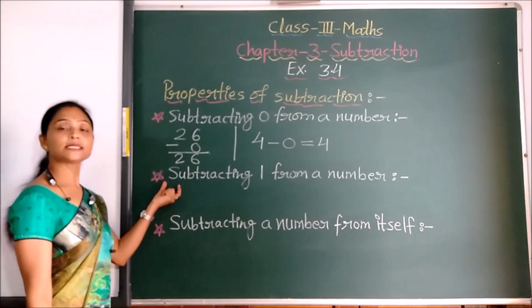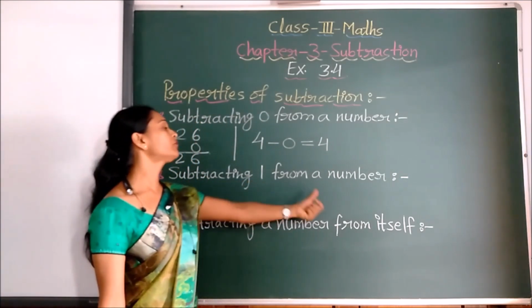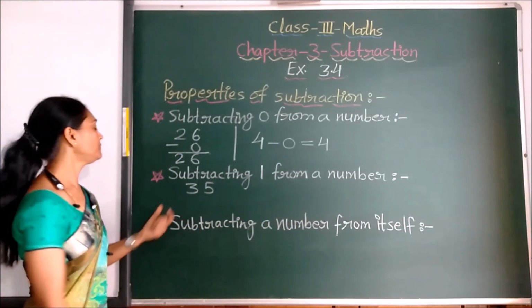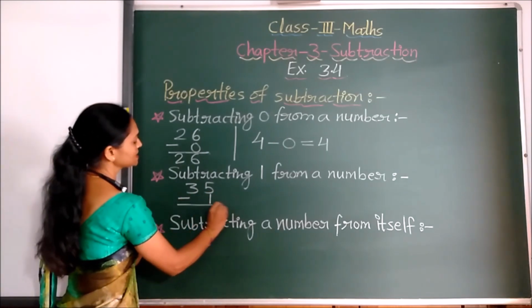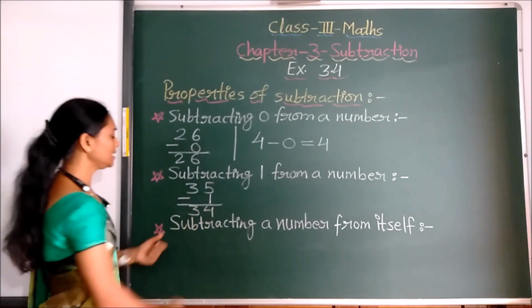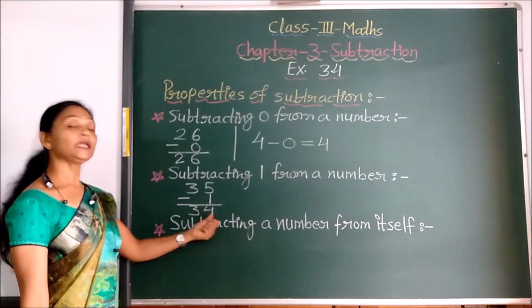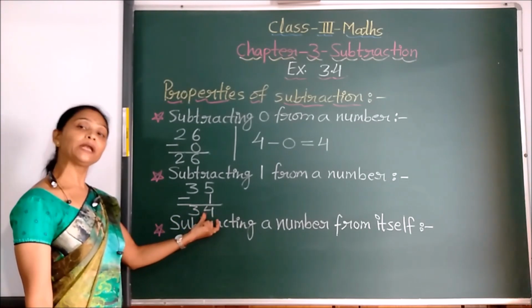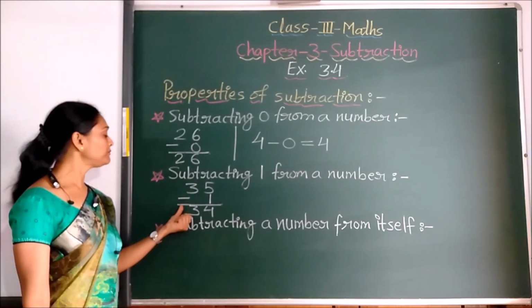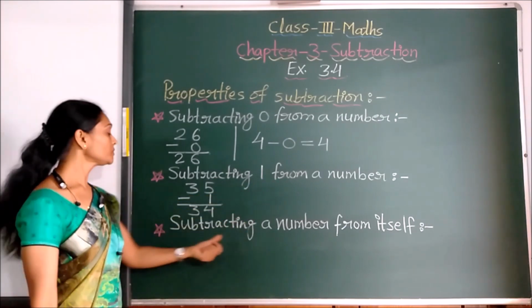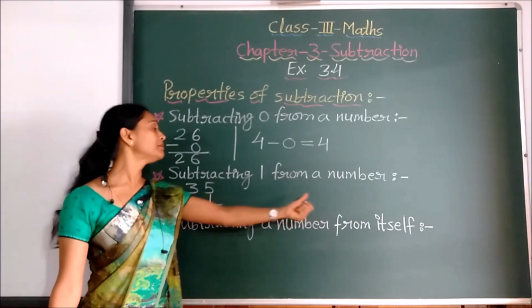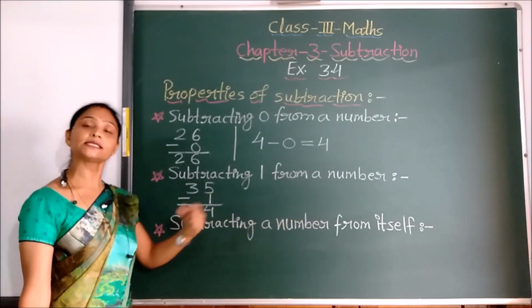Yes. Now we will see the second property, subtracting 1 from a number. Now see, I am having this number 35 and if we subtract 1 with this number, then see what happens. 5 minus 1 it is 4 and this is 3. So what we got children? See, 34 means what it is? This is the predecessor of this number. Means we got predecessor of 35 after subtracting 1. So, what is this property children? See, if we subtract 1 from any number, then we are getting the predecessor of that number.